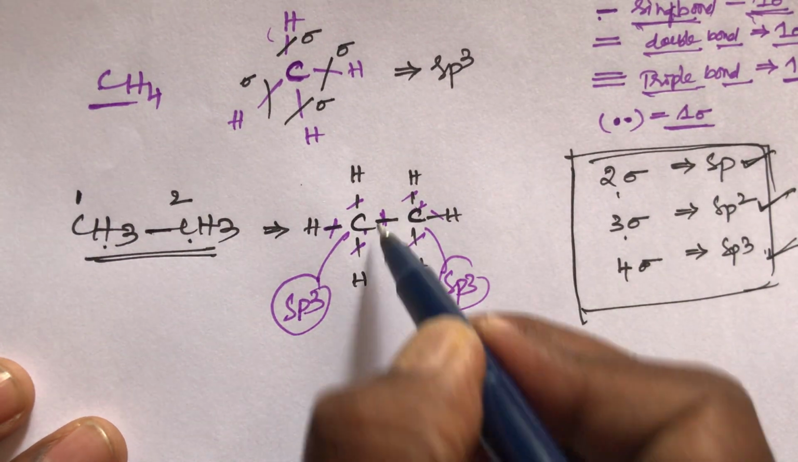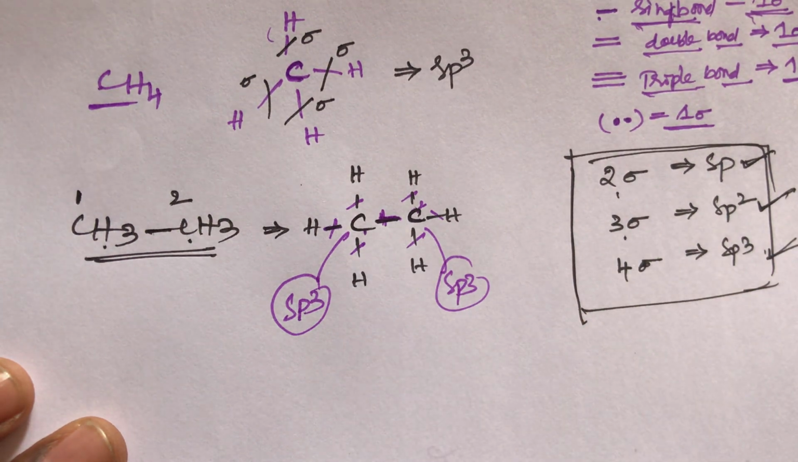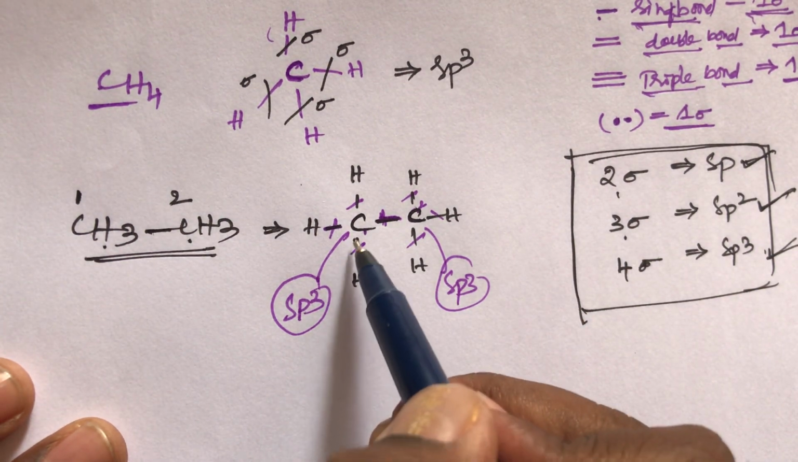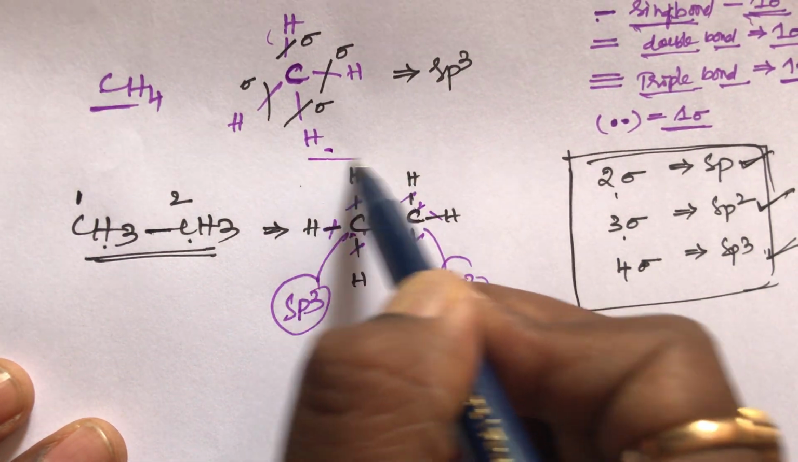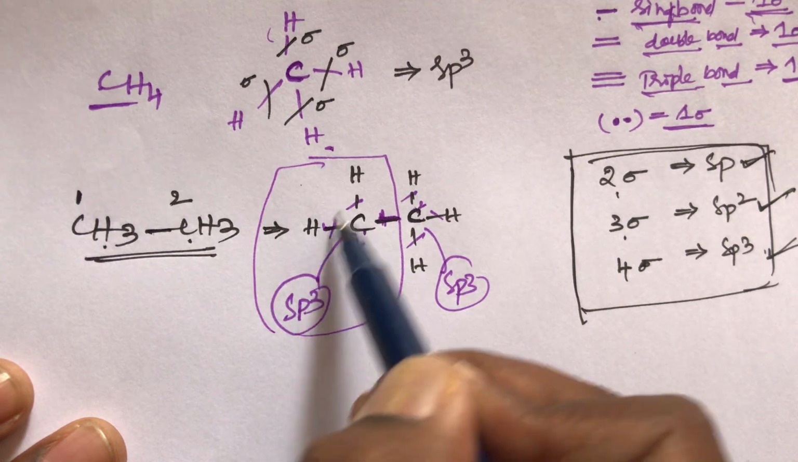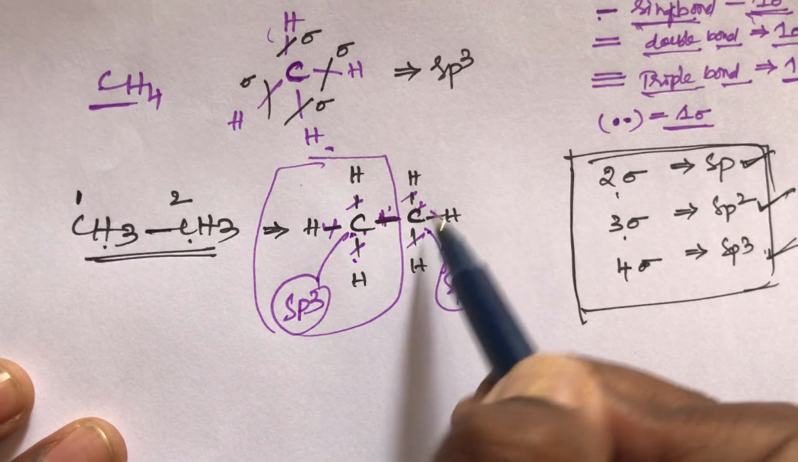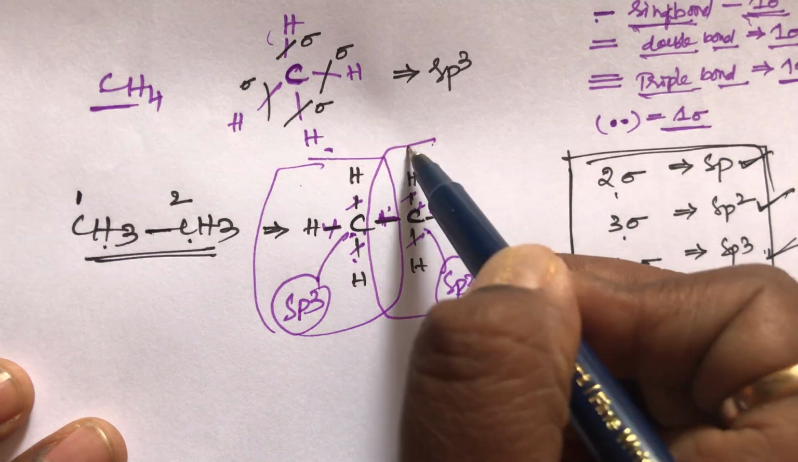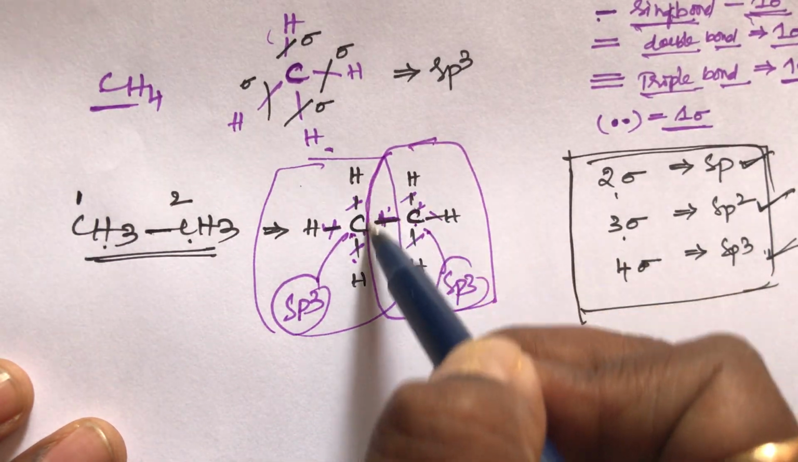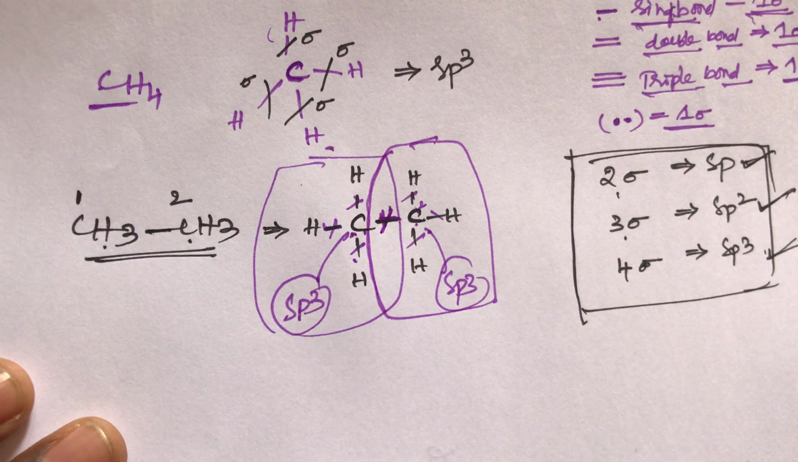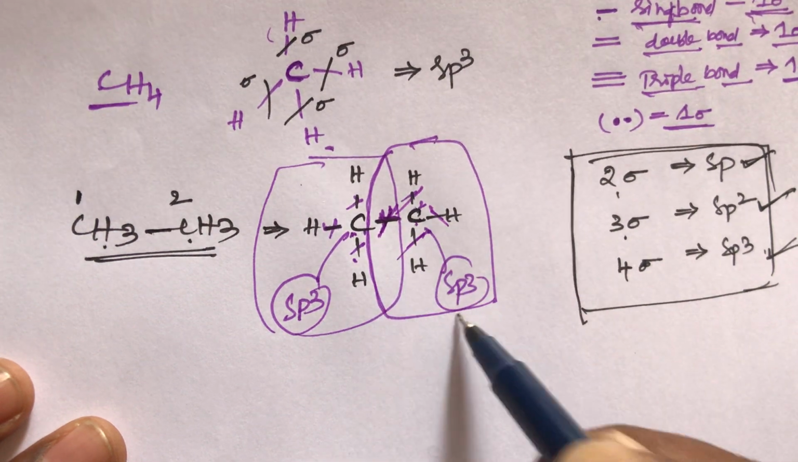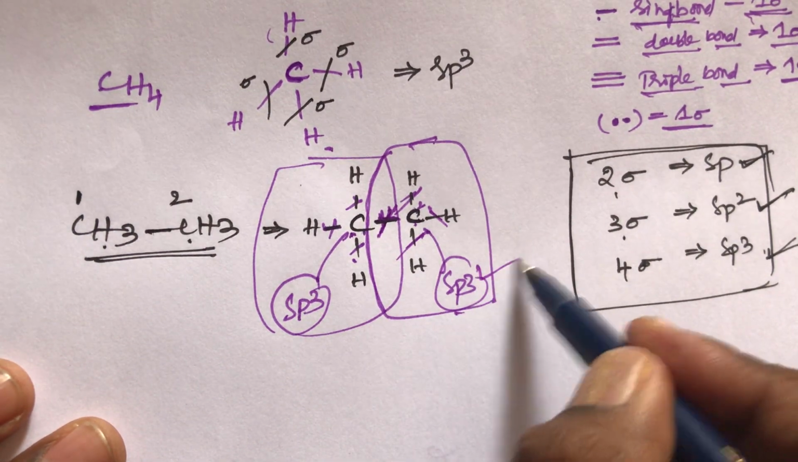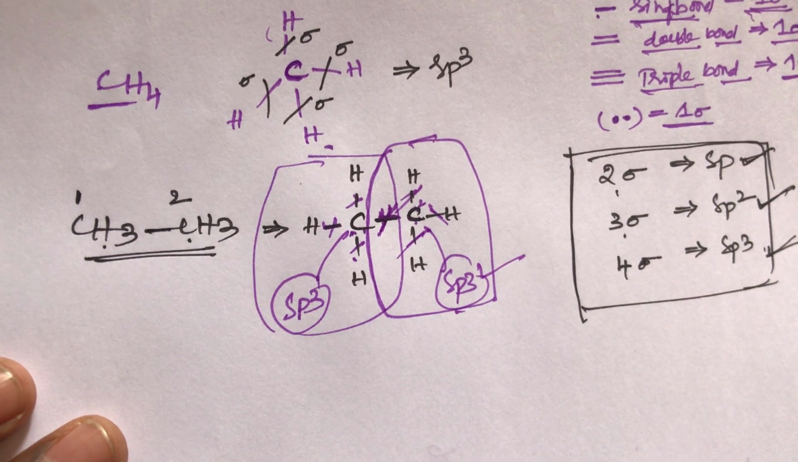Remember, students, the middle bond belongs to both carbons. For the first carbon, the surrounding sigma bonds are 1, 2, 3, 4. For the second carbon, this bond counts for both carbons, so it is also surrounded by 1, 2, 3, 4. So this is also sp3 hybridization. This is a simple trick to calculate hybridization.